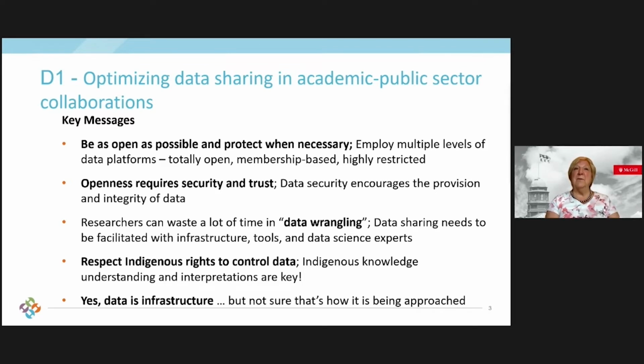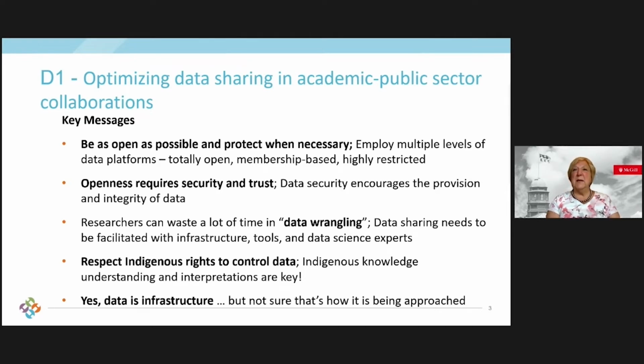Furthermore, if you have data security, it will encourage good integrity of data. Our group started to use a term that I wasn't familiar with, but honestly, I come from a cattle ranching family. And so when I heard data wrangling, it reminded me of how cattle ranchers talk about cattle wrangling. What people said is there's a lot of wasted time that could be put into research by trying to get data properly curated, properly sorted out, and that data sharing is going to have to be facilitated, and we're going to have infrastructure and tools and data science experts.